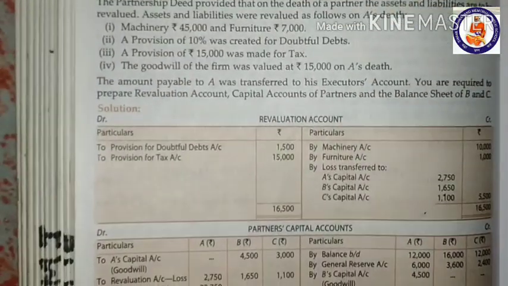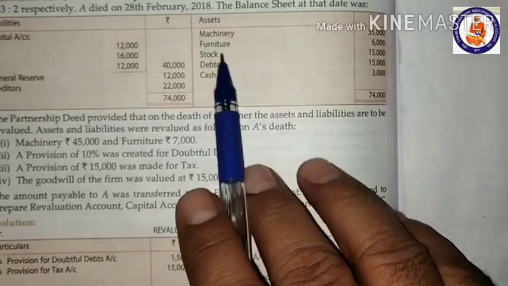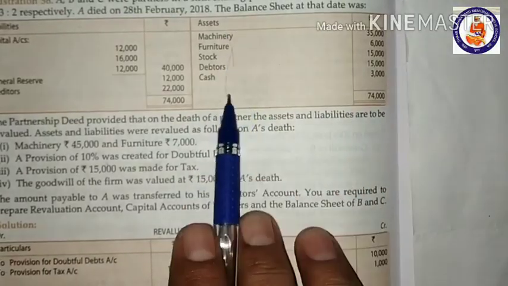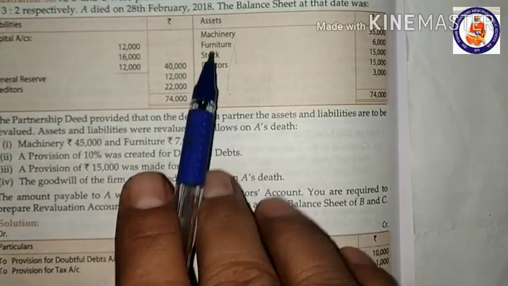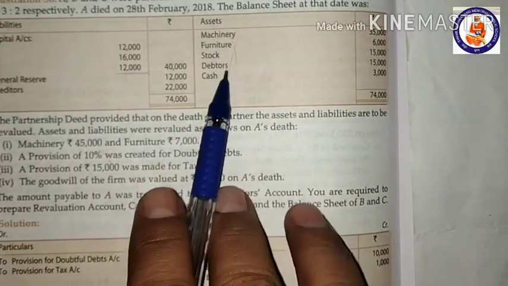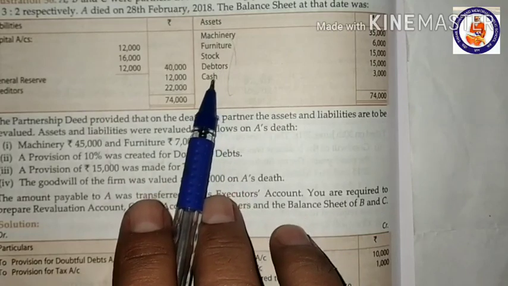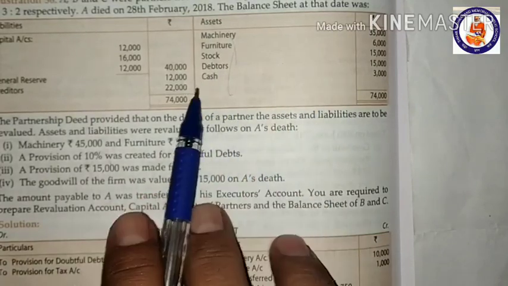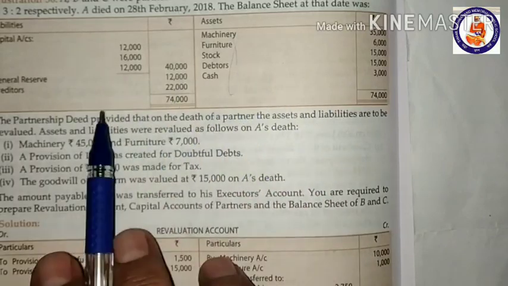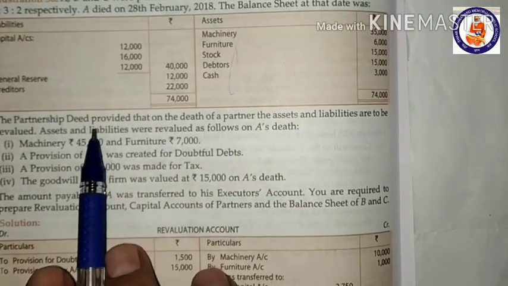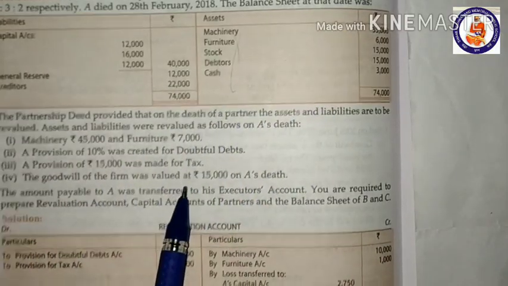Now the next one, creditors, will not be distributed. On the debit side, no amount is there which will be debited in the partners' capital accounts. If some fictitious assets or nominal assets had been there, they would have been written off by debiting the partners' capital accounts, but here they are not there. So now come to the revaluation account.